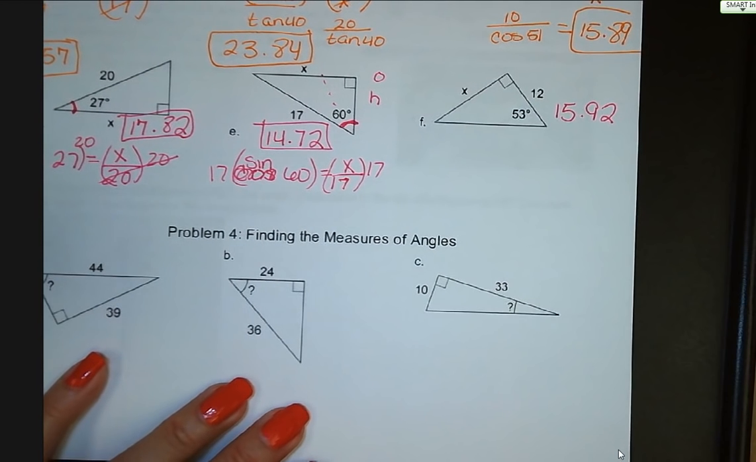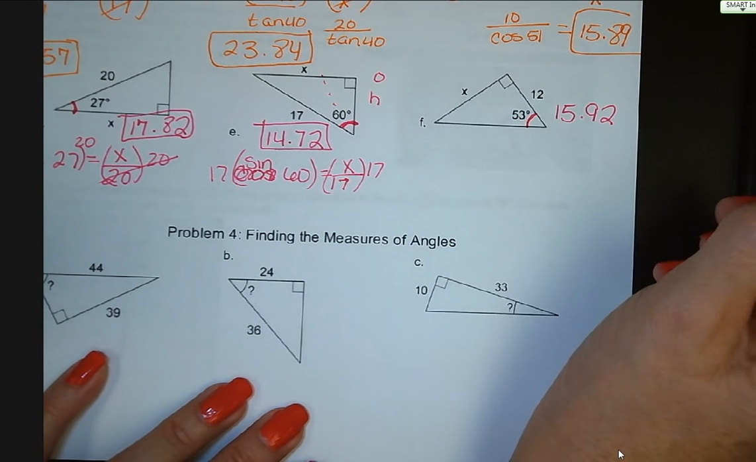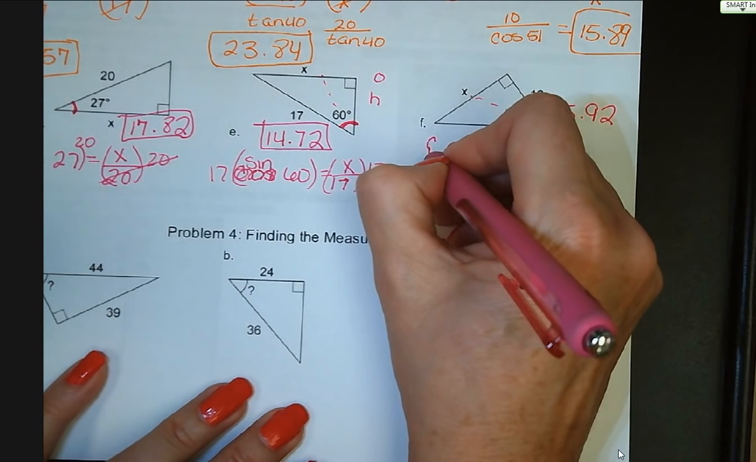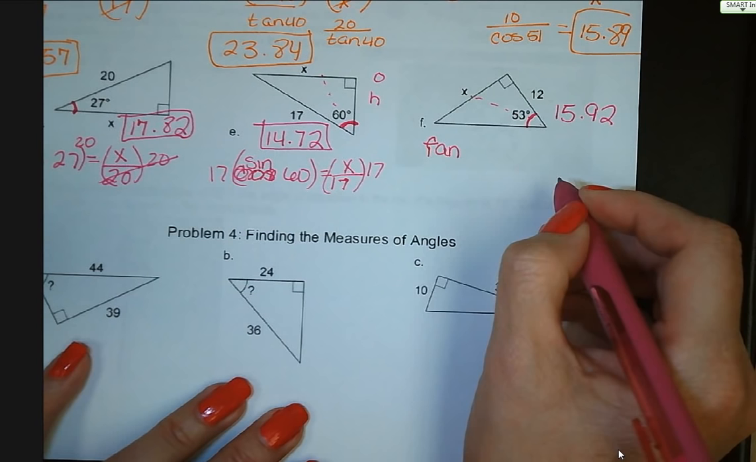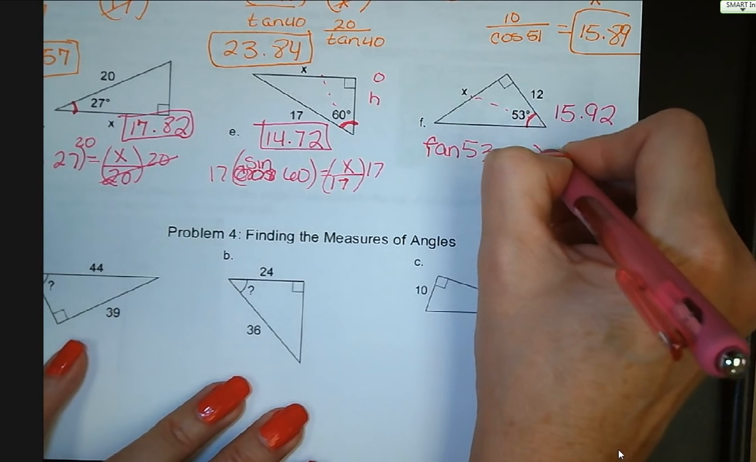Okay, letter F. Find our angle. We've got 53 degrees, so we know the opposite and we know the attached. So that one's going to be a cosine. No, sorry, tangent. Tangent is opposite and attached. Tangent of 53 is equal to x over 12.